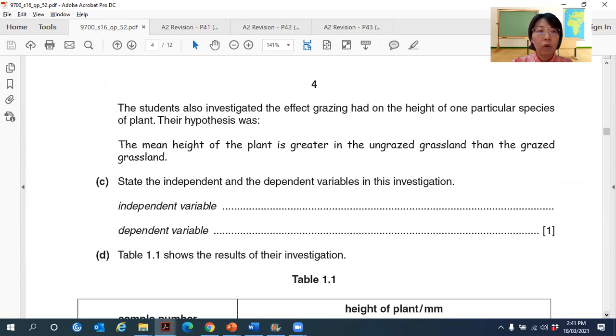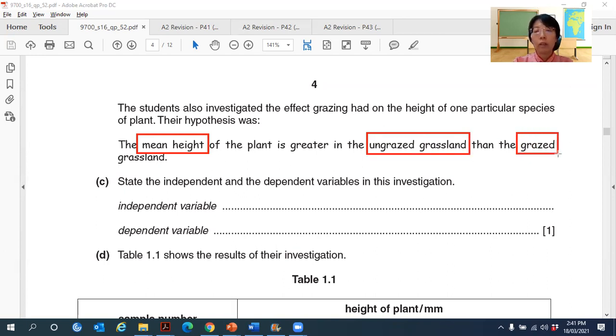So the next question is very straightforward. The hypothesis of the student is that the mean height of the plant, which is your dependent variable you want to measure, is greater in the ungrazed grassland versus the grazed grassland. So it clearly shows there are two different conditions you want to sample. Your independent variable here is the grassland that is grazed and ungrazed.